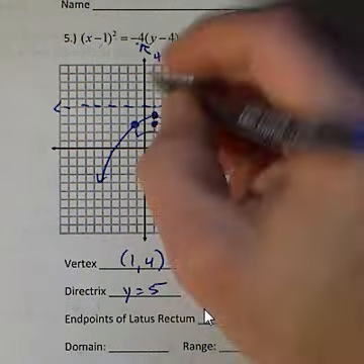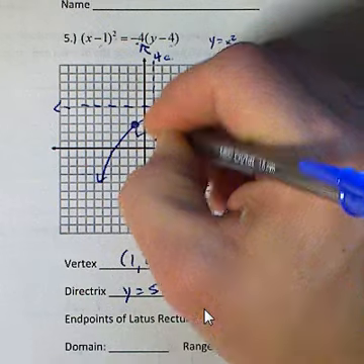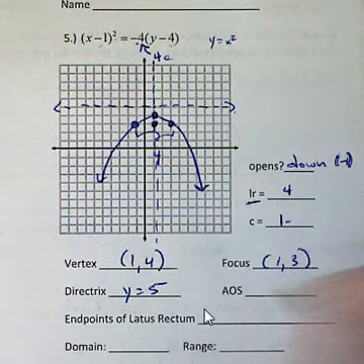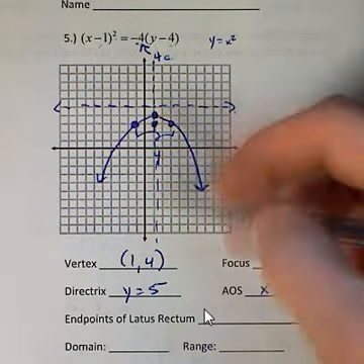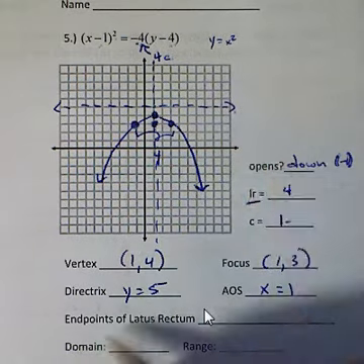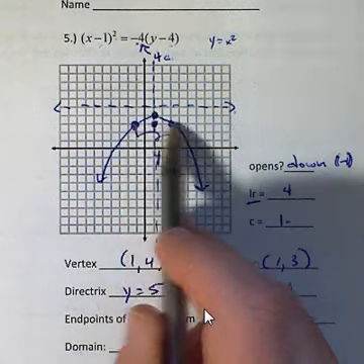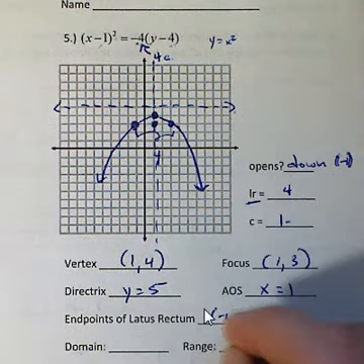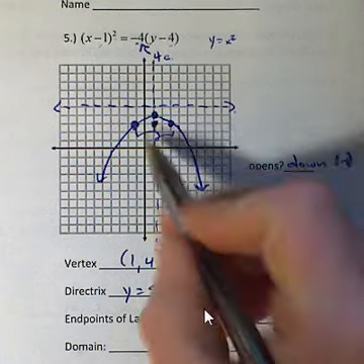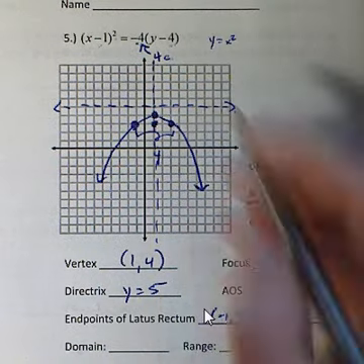And so the axis of symmetry of the parabola is right here, going vertical. So the equation of the axis of symmetry is x equals 1, right here. The endpoints of the lattice rectum are going to be those 2 points that I plotted to find the parabola. So this point is negative 1, 3. And this point is 3, 3.